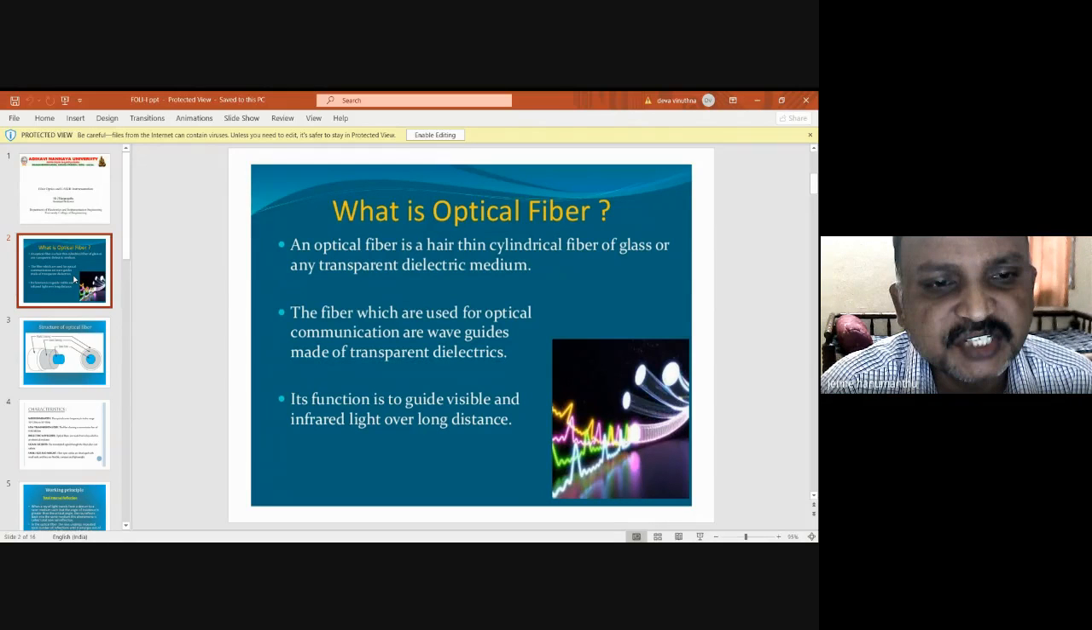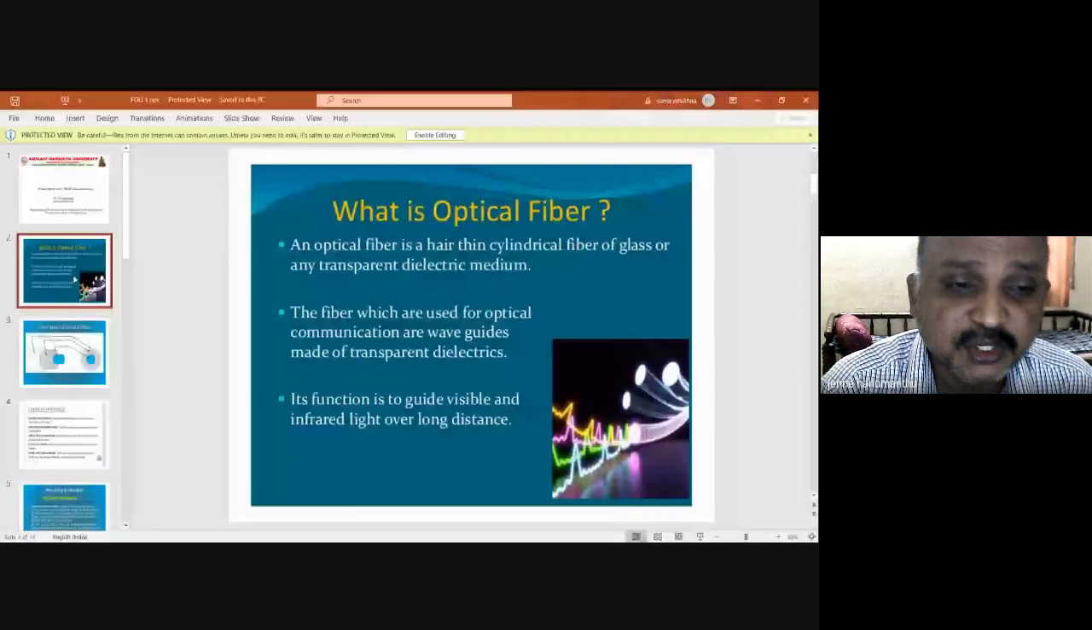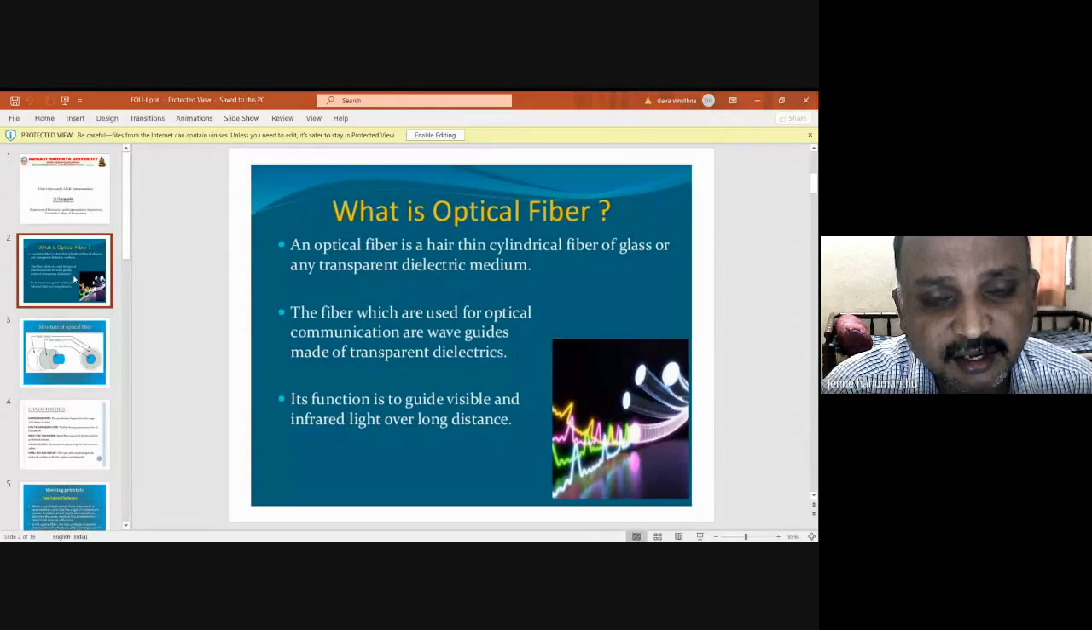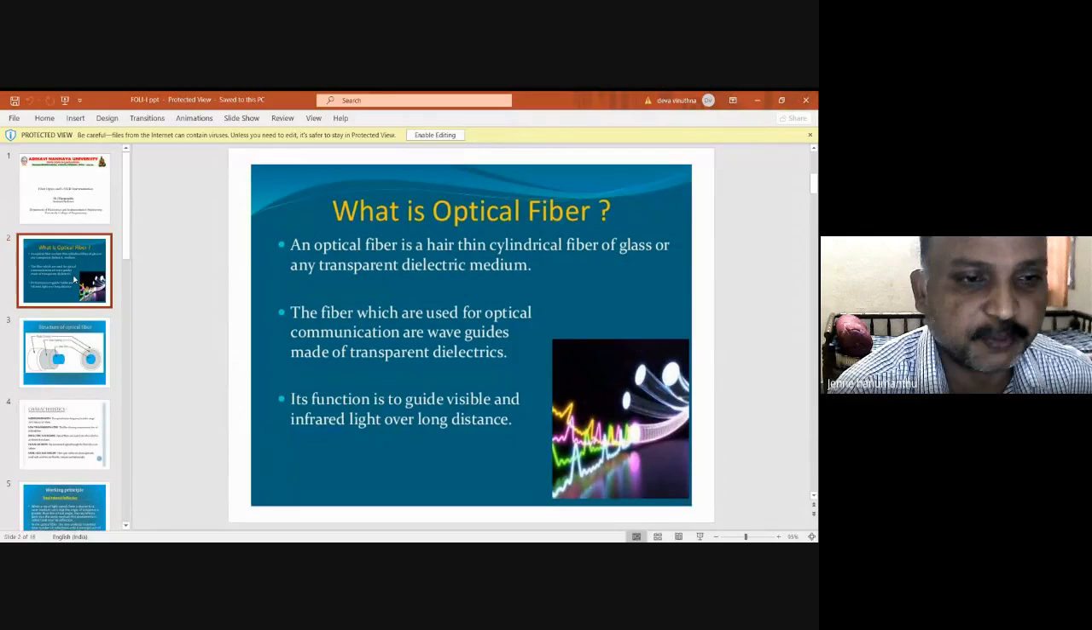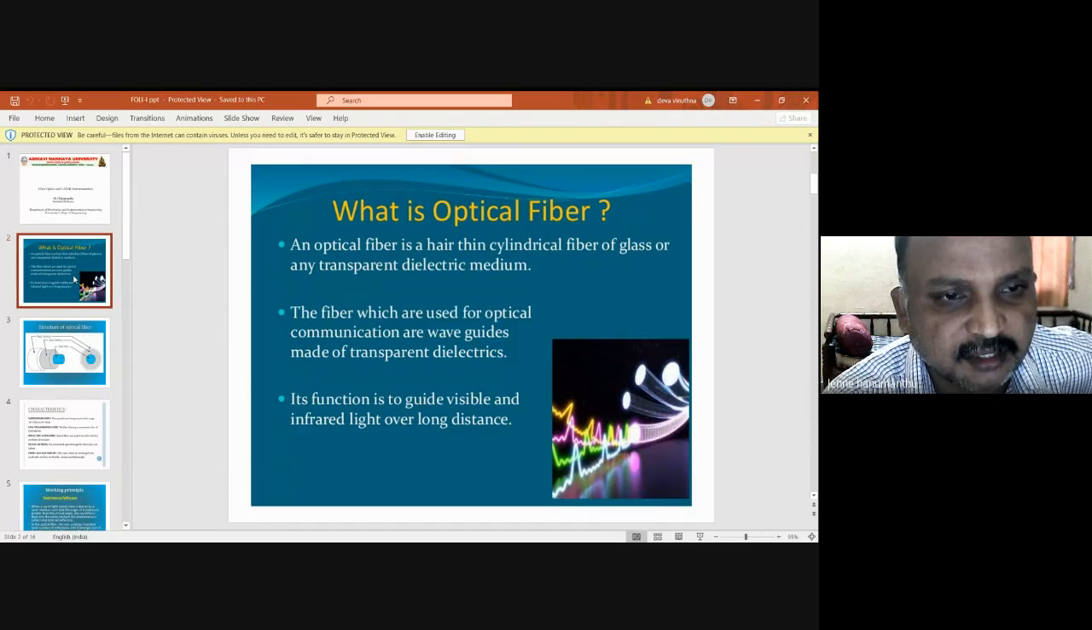How may this fiber be useful for industries? As we discussed last class, this may be useful for general applications like voltage measurement, current measurement, temperature measurement, distance measurement, acceleration measurement. Sometimes you can use this fiber for medical sites, like endoscopy. So, next slide.